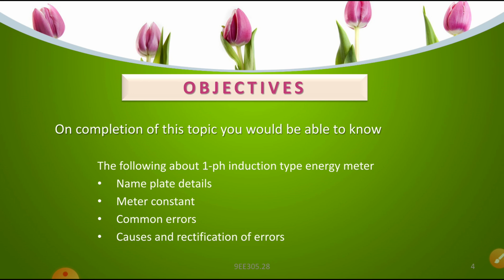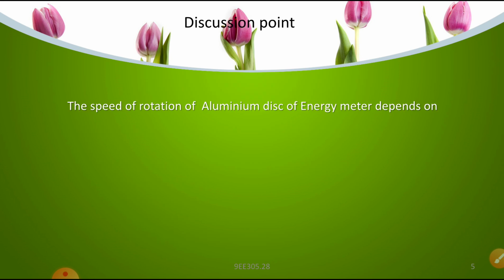Okay, let us see. So what are the things we are going to observe? Here, the speed of rotation of the aluminum disc of the energy meter depends on what factors? We have seen that load current. If load current is more, the current I1 will produce more. At the same time, not only load current, voltage also, because load current produces phi 1 and applied voltage produces phi 2.